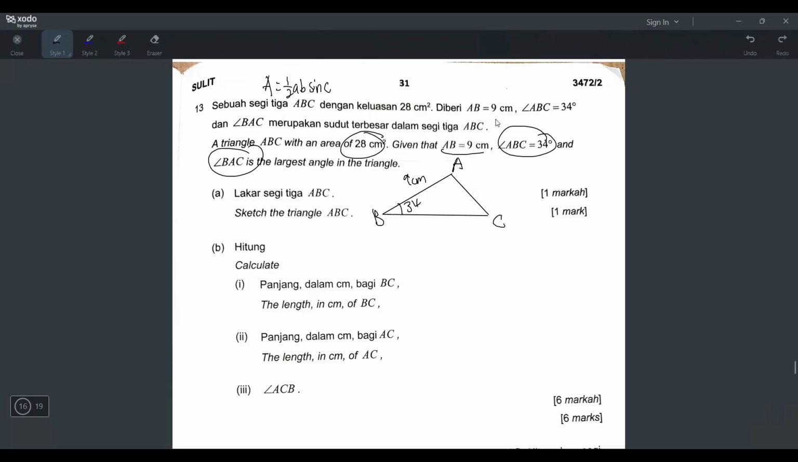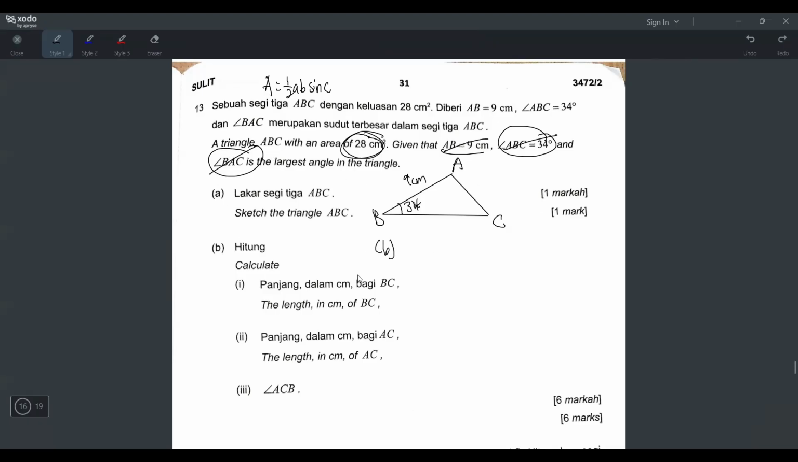So this is your C. AB is 9 cm. ABC is 34. Makes sense, logical. BAC is the largest angle. Is this angle bigger than this? Yeah. All right, so I think I'm done. What about the area 28? I think that one is no use for now. Maybe later for B we will use it. So A is only worth 1 mark, done already.